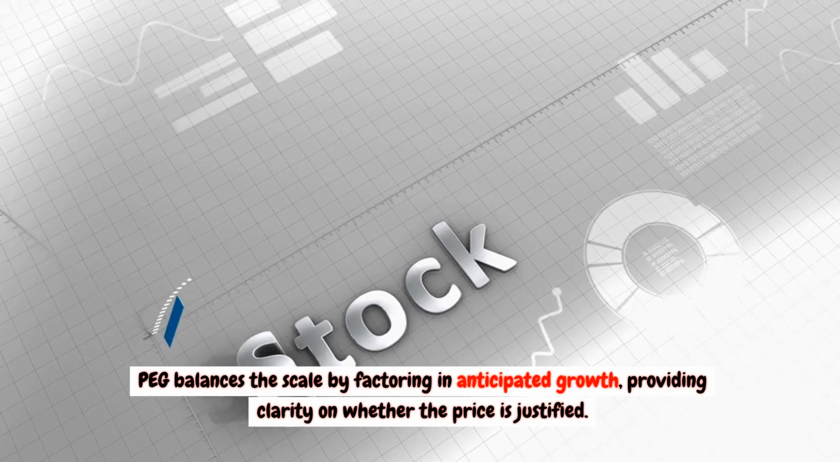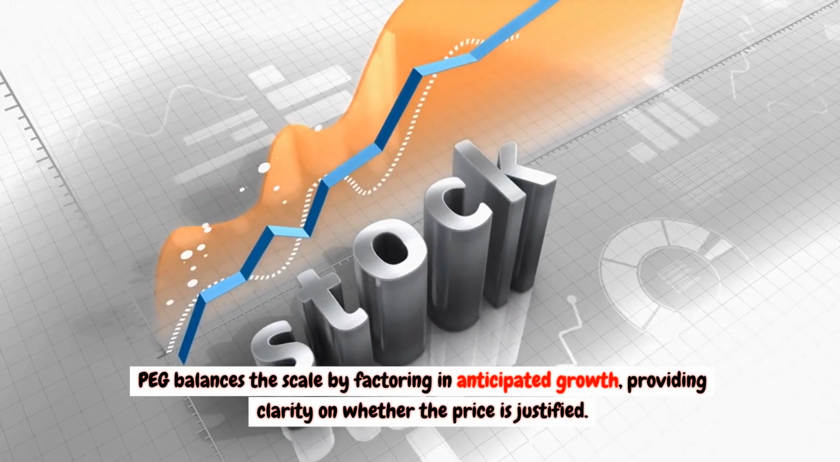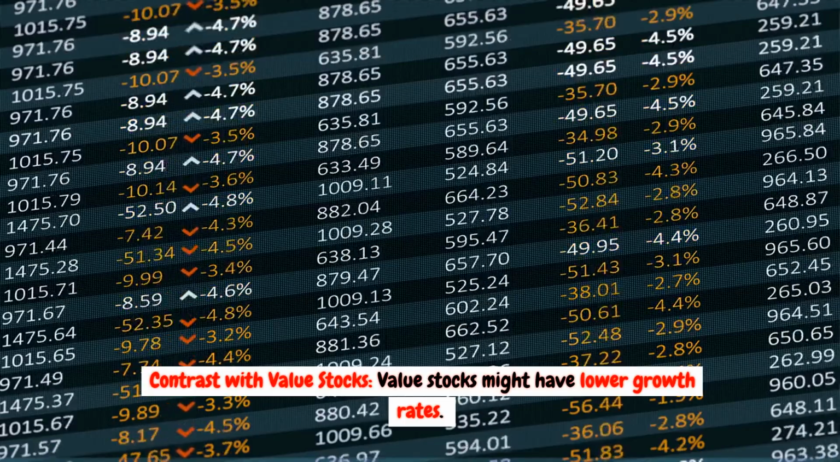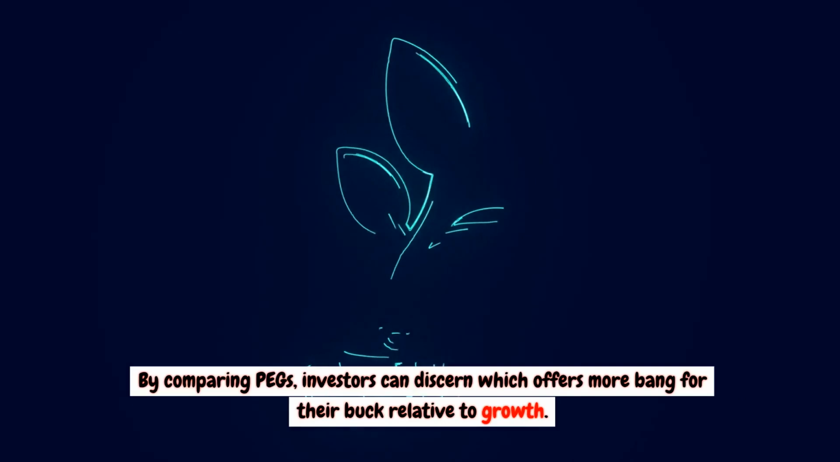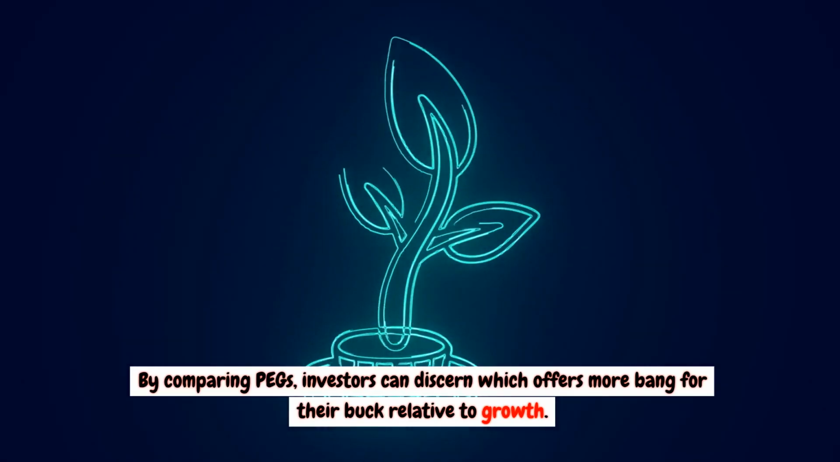PEG balances the scale by factoring in anticipated growth, providing clarity on whether the price is justified. Contrast with value stocks. Value stocks might have lower growth rates. By comparing PEGs, investors can discern which offers more bang for their buck relative to growth.